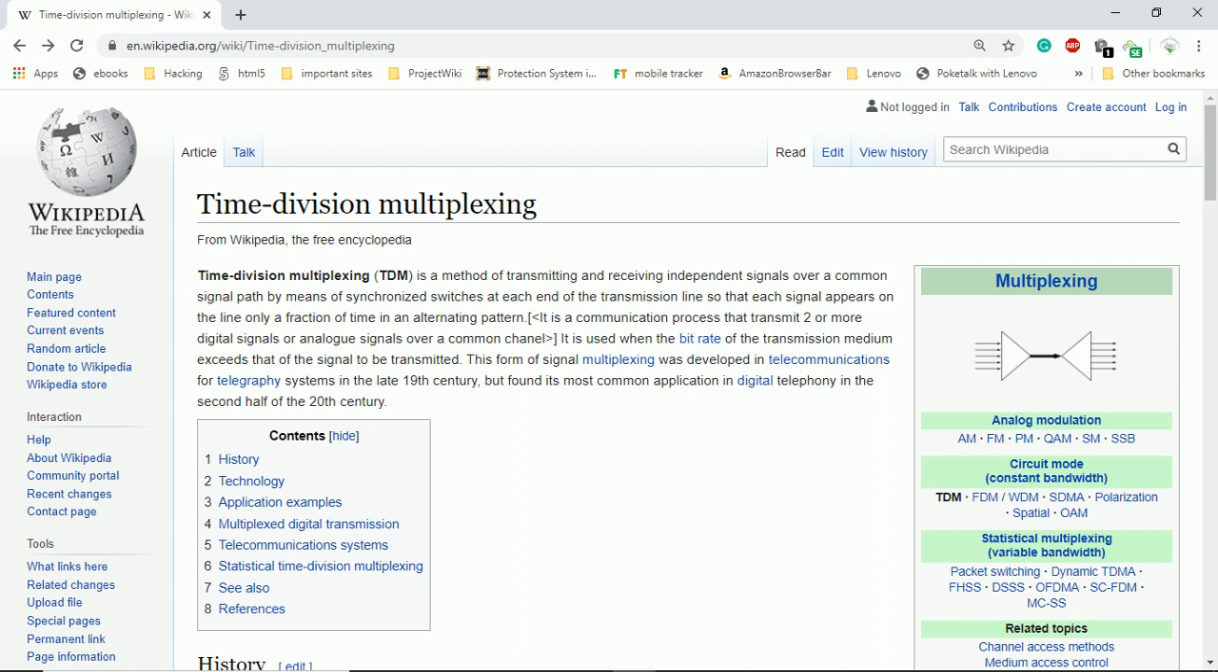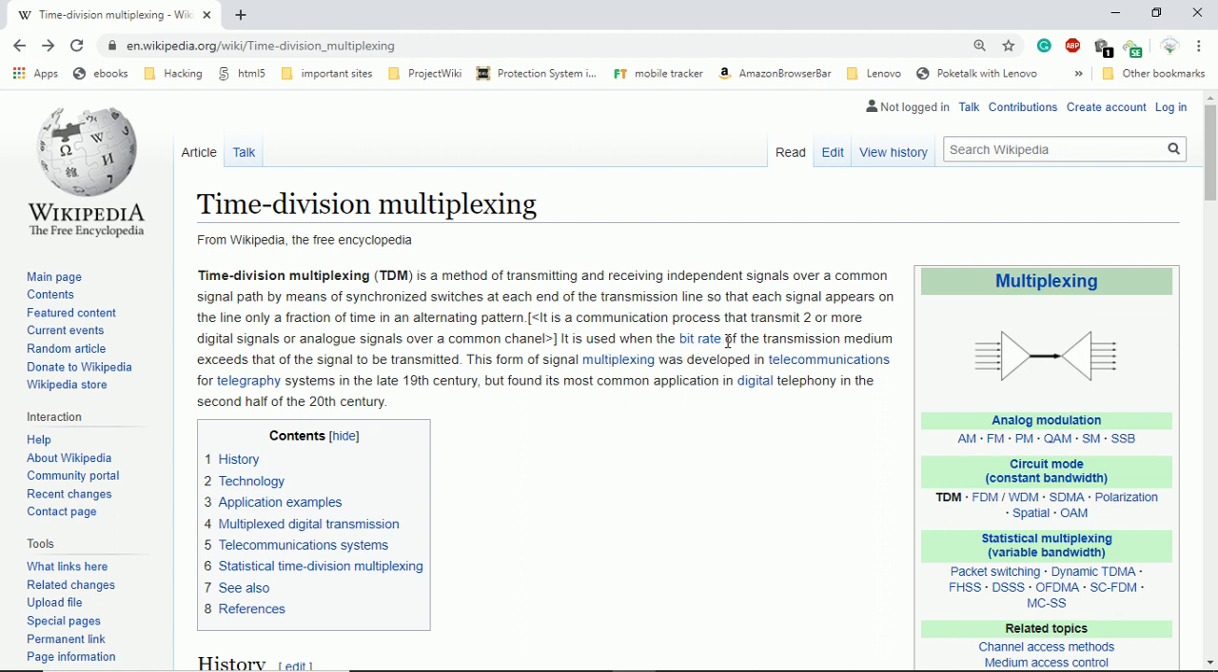So, time division multiplexing. In this video we are going to discuss how to implement time division multiplexing in Matlab. First, let's understand what time division multiplexing is. It's a method of transmitting and receiving independent signals over a common signal path by means of synchronized switches at each end of the transmission line, so that each signal appears on the line only for a fraction of time in an alternating pattern.